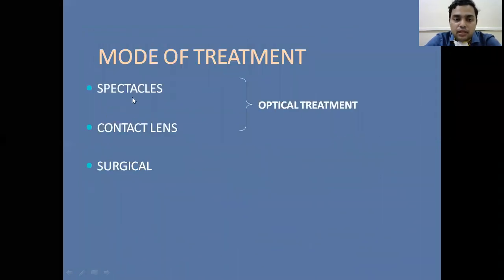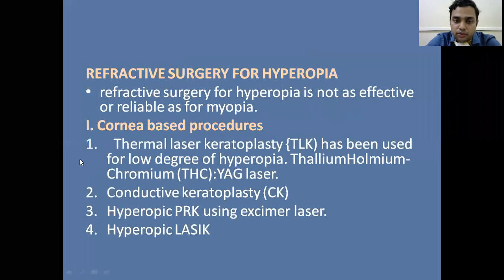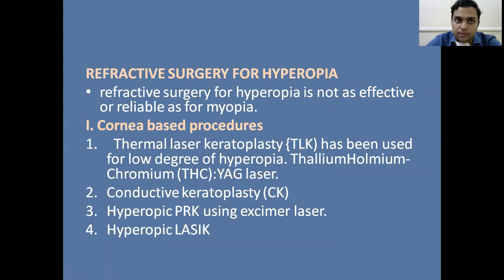So mode of treatment is by using spectacles or contact lenses and surgical options. So what are the various surgical options in hypermetropia? When compared with the myopic refractive error, the surgical correction is not that effective as in myopia. So usually the refractive surgery for hypermetropia is not as effective or reliable as in myopia. So various procedures are there.